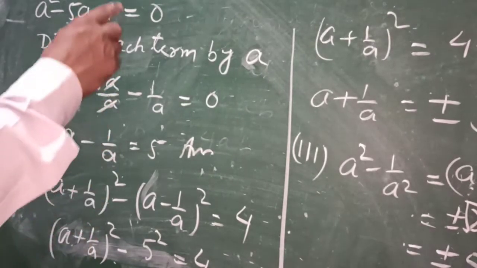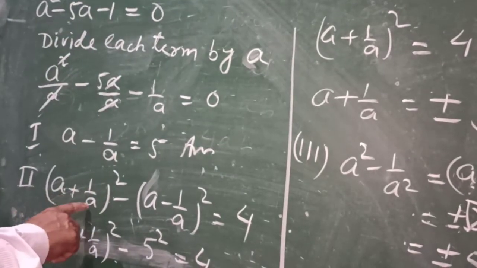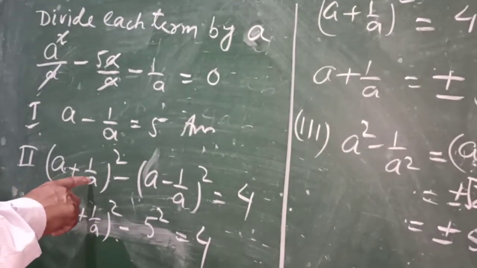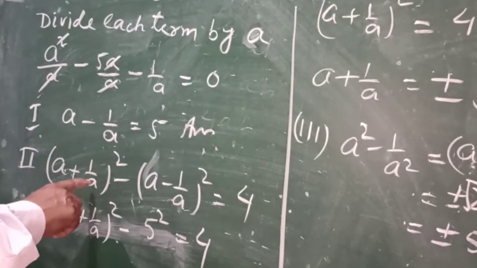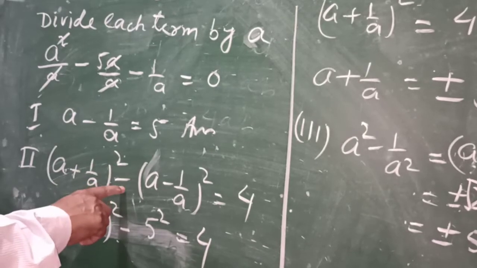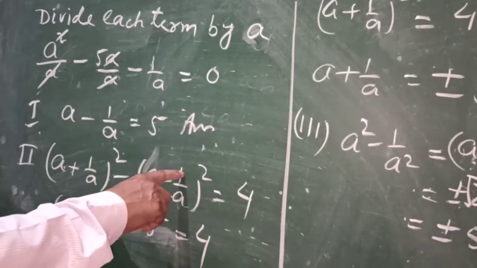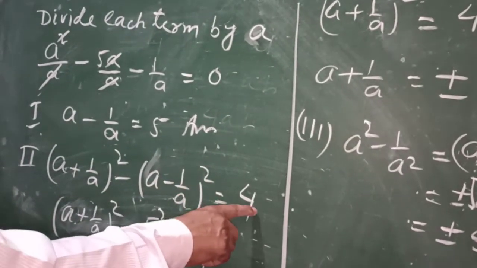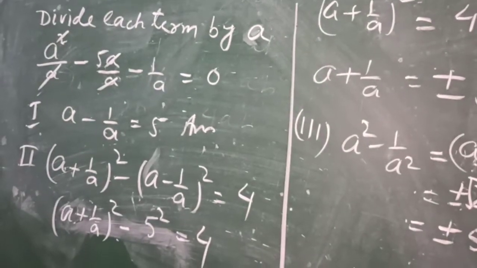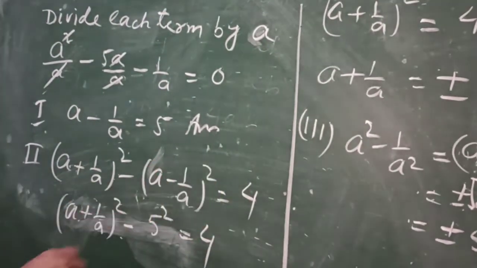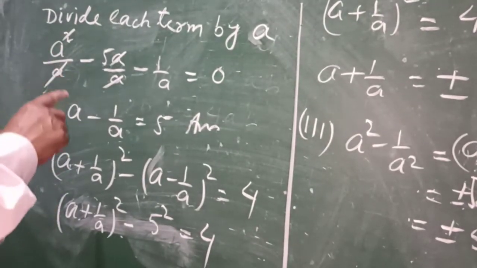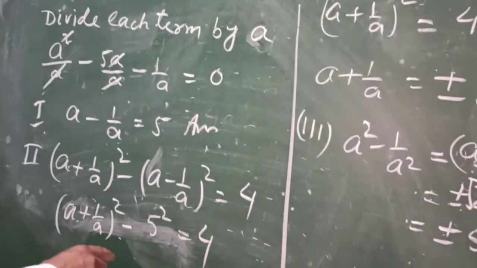You know the formula a plus b whole square. In place of b you have given 1 by a: a plus 1 by a whole square minus a minus 1 by a whole square is equal to 4. You can write according to the formula. You first write the formula and put the value which is given in the question.